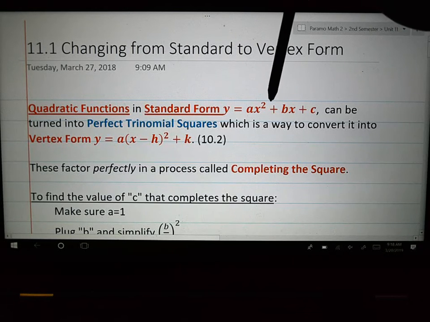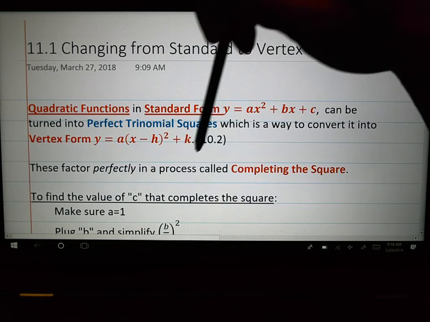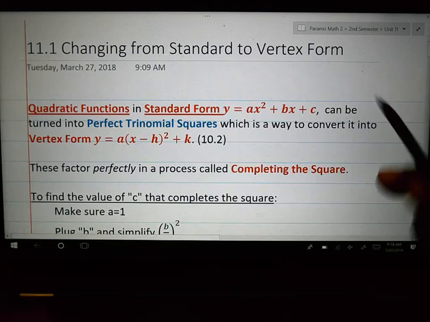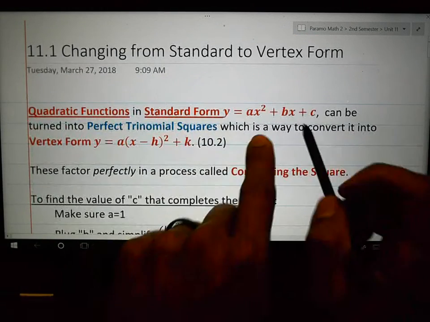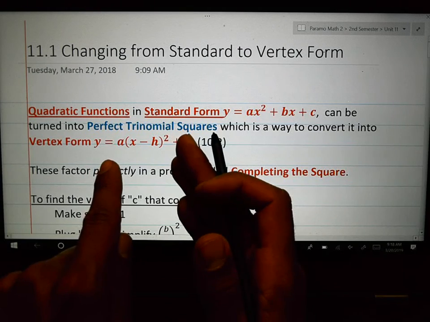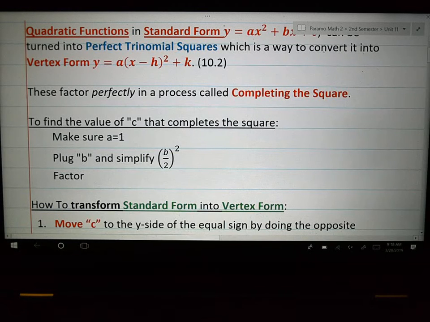But we never told you how to go from this form into this form. And that's because you did not know how to complete the square. So what we're going to do is change things that are written like this into vertex form. And the way we're going to do that is by completing the square.